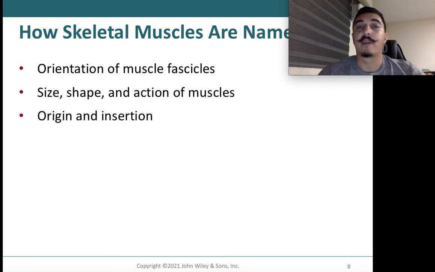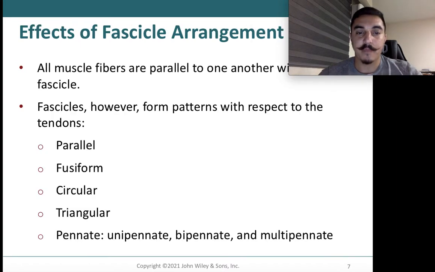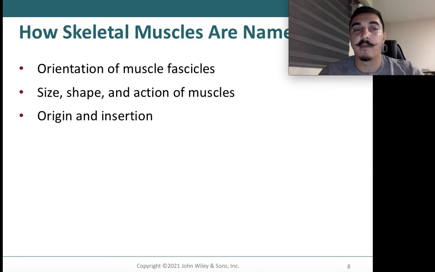Okay, there's orientation of those. So as we talked about, say for example, if it's a little circular, we call that orbicularis, or kind of going in a circle. So depending on that circle, like our eye, the muscle around the eye, orbicularis oculi. So depending on the shape or the pattern of it is going to help us identify the muscle.